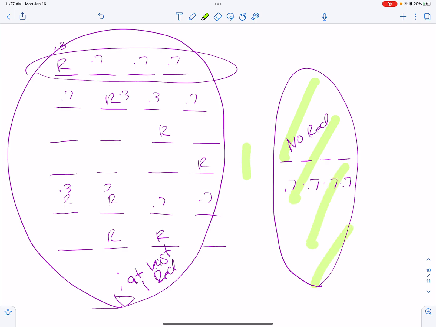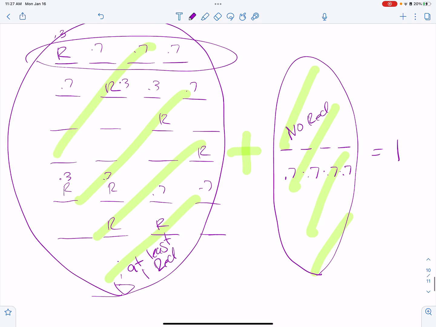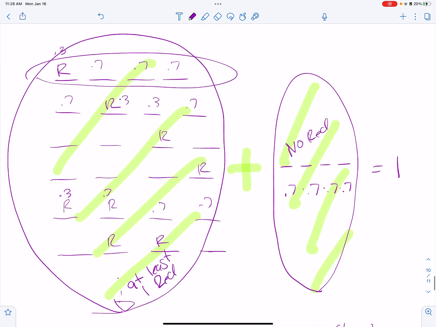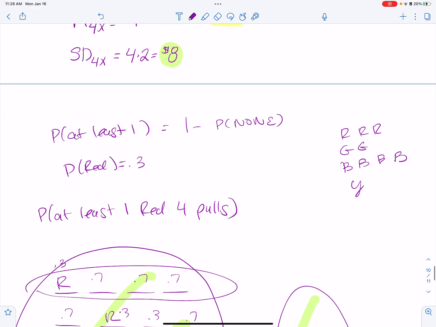But all of the no-red possibilities plus all of the ones that have at least one red are my total possibility of 1. So that's why 1 minus the probability of no reds equals the probability of at least one red. So it's a lot easier to do it in this case. What's the probability of no red? This is going to be 1 minus the probability of no red, which is 0.7 to the 4. And that makes it a lot easier for you to do that.